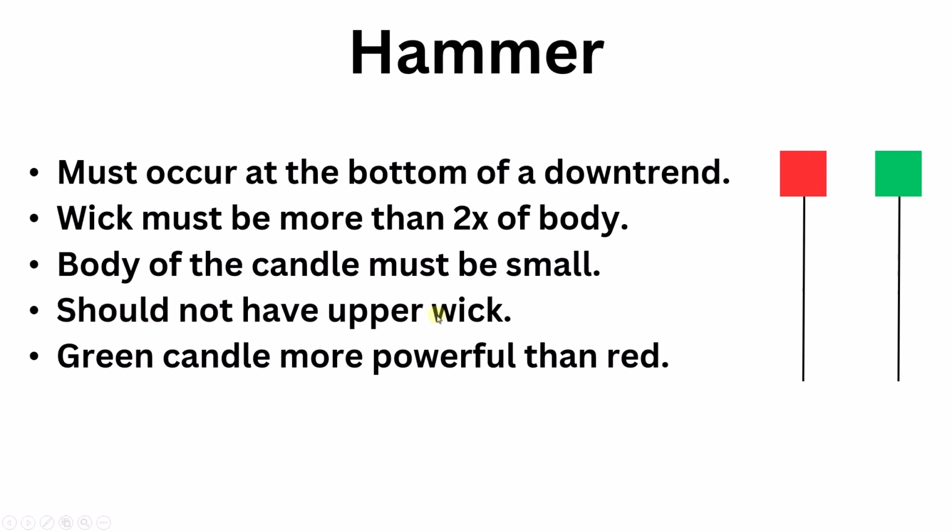It should not have an upper wick. Well, this is how an ideal hammer looks like. It should not have any wicks at the top. Okay. It needs to have only a lower wick. Alright. And then the green candle is more powerful than red. This is a hammer. This is a hammer. This is also a hammer, but the green colored hammer is more powerful than a red colored hammer.